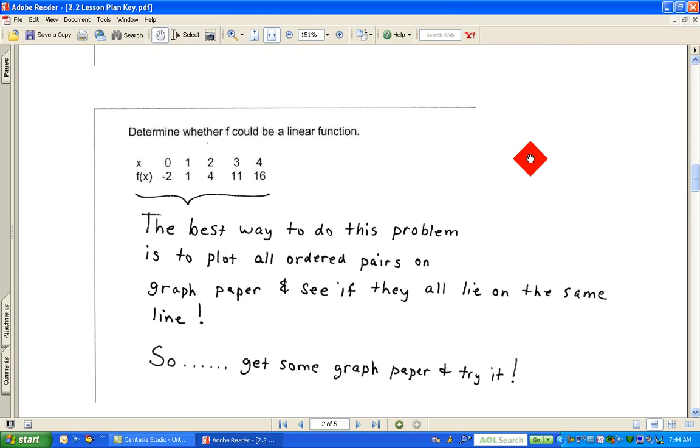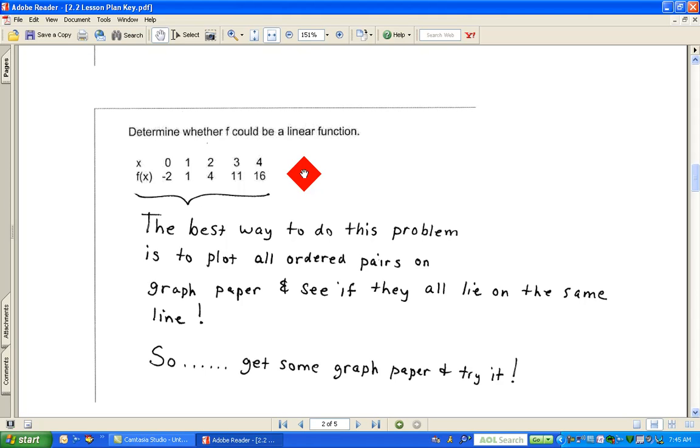Okay, the last one I'm going to do on this video, and then I'm going to do the rest of section 2.2 on other videos. Determine whether this function could be linear. Now, I'm not going to actually do the problem for you. I didn't put this on graph paper, but I don't particularly like the approach our book takes on this.